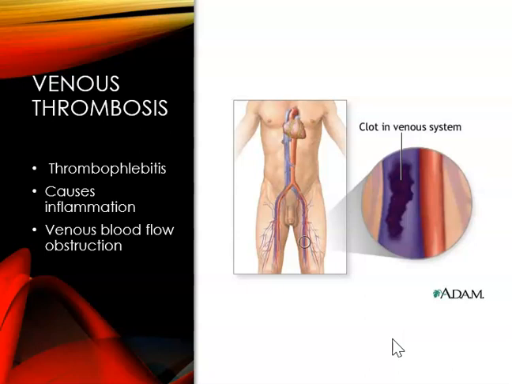A venous thrombus is more common than an arterial one because there's lower pressure and flow in the venous system. These thrombi can occur in superficial or deep veins, causing a deep vein thrombosis. DVT is going to be the most common one, and that's going to be in the calf. About 80% of those DVTs are going to be in the calf.